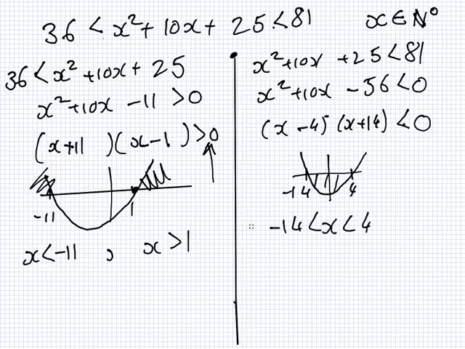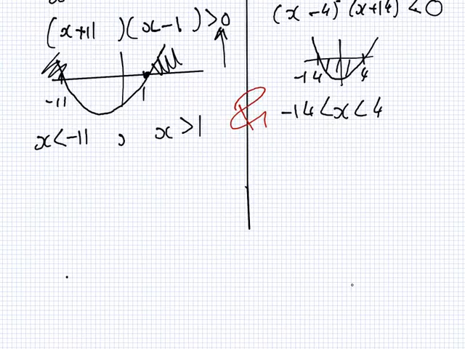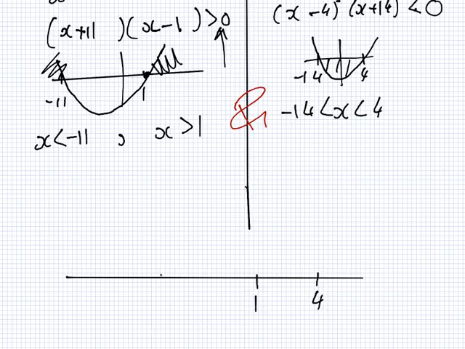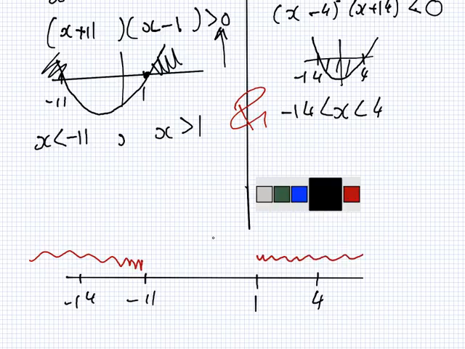But remember, there's a big "and" between these. So if you think about it, we're looking for, firstly, let's just put in the biggest numbers: 4, 1, minus 11, minus 14. So x must be less than minus 11, greater than 1, and between minus 14 and 4.